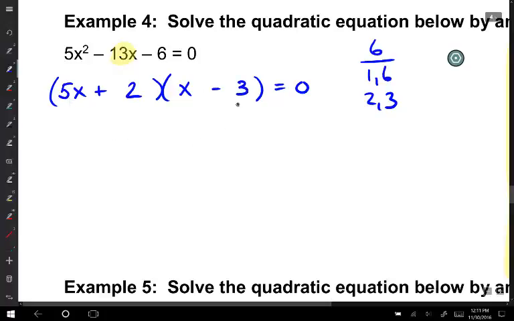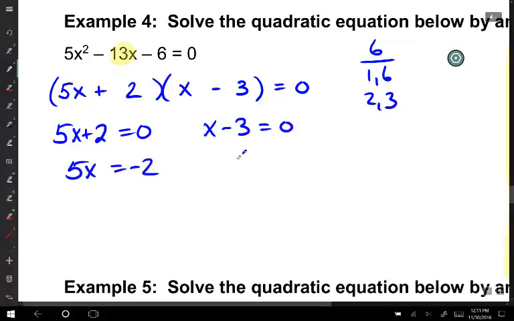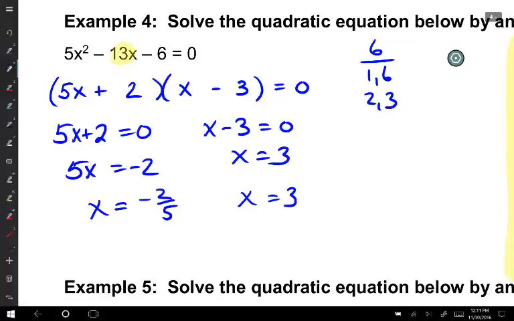5 times 3 is negative 15. 2 times x is 2. Did that work? Yep. Okay, so we have it factored. Let's set each factor equal to 0. Let's solve. So x equals negative 2/5. X equals 3. Wait, where'd you get negative 2 if it's... Subtract the 2 and divide by 5. Oh, I forgot the negative sign.